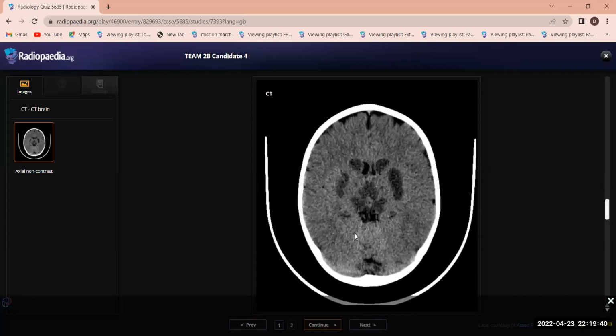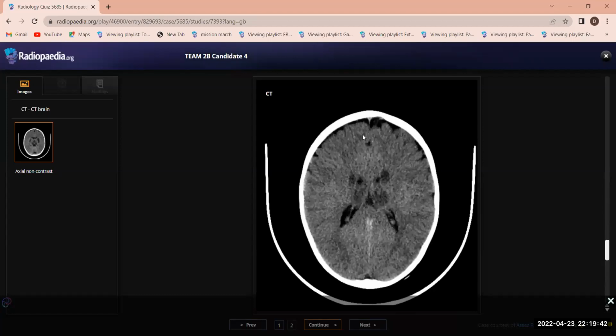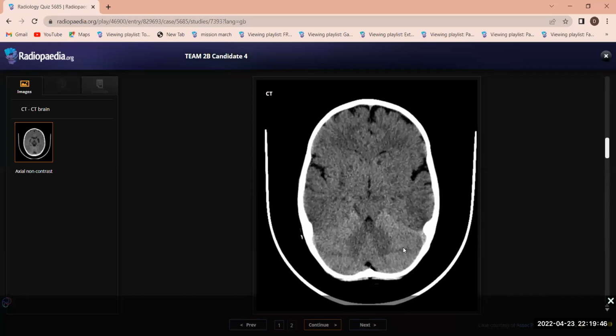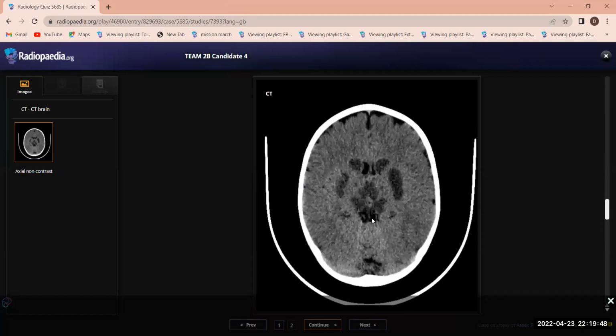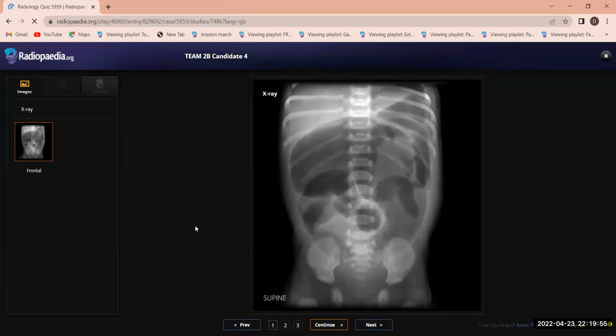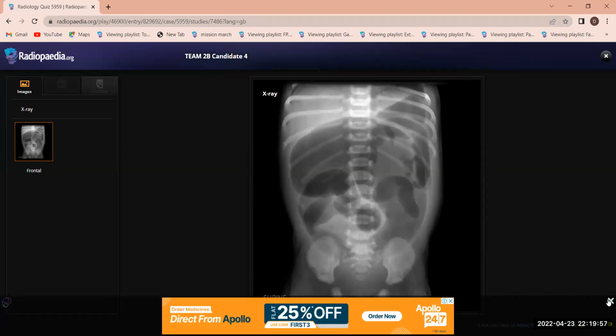So we need to say the negative history. There is no cerebral edema, there is no herniation. These would be the negative history. These are concerning for a hypoxic ischemic insult, right? Okay. And this was well done.